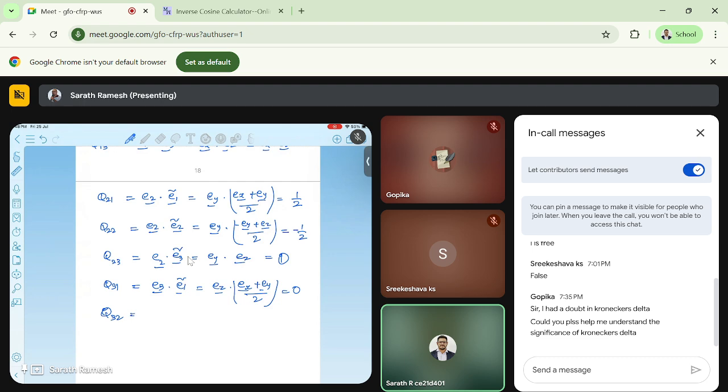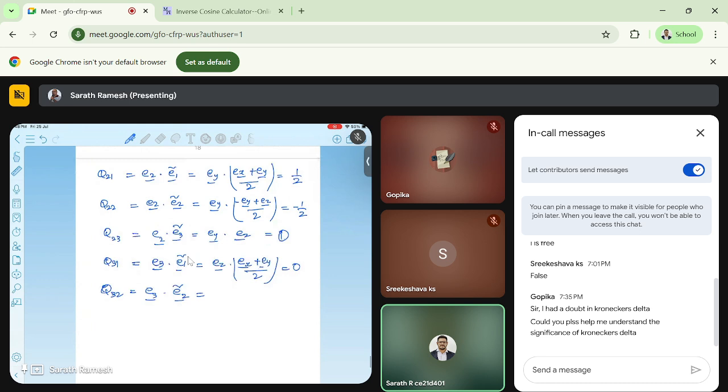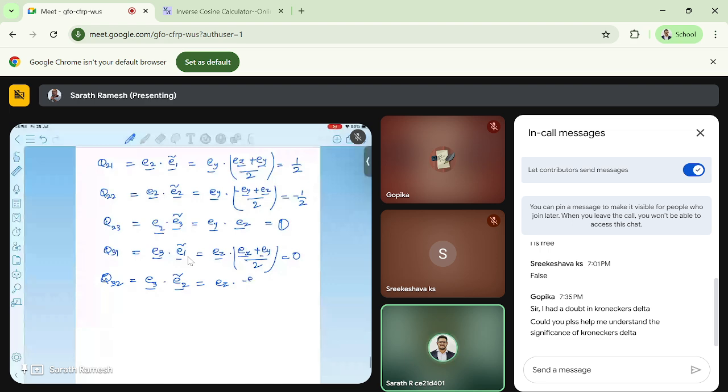Q32 is E3 dotted with E2 tilde. So, Ez dotted with, again, there is some Z, minus Ey plus Ez by 2. So, this will become 1 by 2. Final, Q33 is E3 with E3 tilde. E3 is Ez. It is also Ez, na? So, this is 1. Okay.